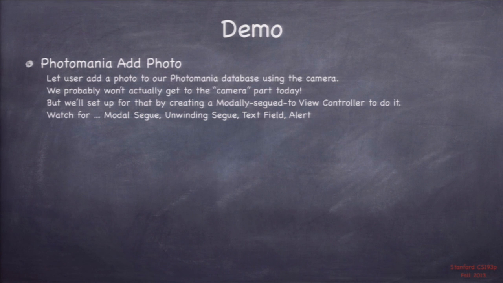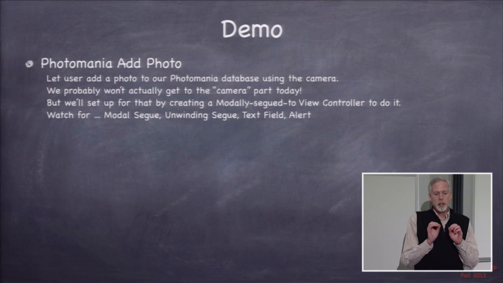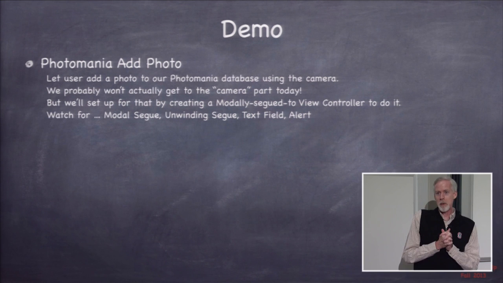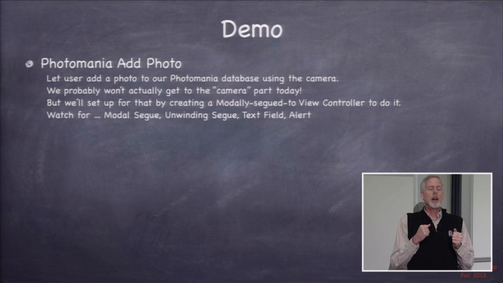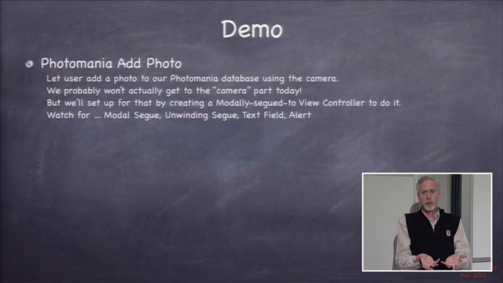And like I said, what we're going to do is enhance Photomania so the user can take photos with their camera. Now, we're not actually going to get to the camera part today, but we're going to do all the rest of it. Most importantly, we're going to do that modal segue and unwind segue to put this view controller up that's going to ask for the photo. Okay, it's going to be a view controller.